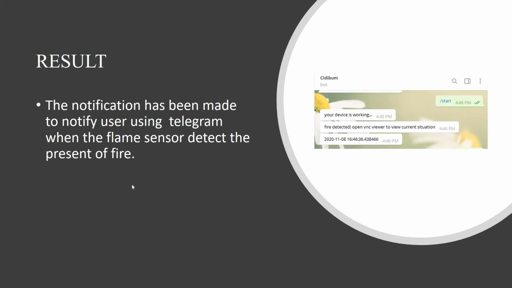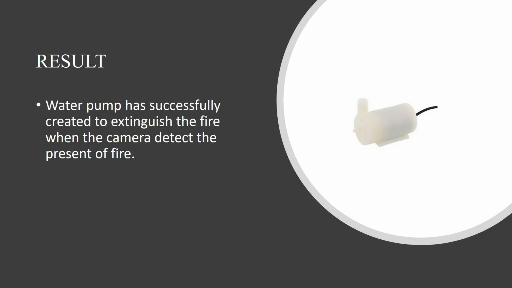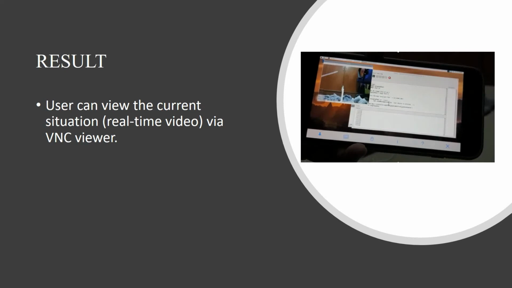Next, the notification has been made to notify the user using Telegram when the flame sensor detects the presence of fire. The water pump has also been successfully created to extinguish the fire when the camera detects the presence of fire. Next, the user can view the current situation, or real-time video, via VNC Viewer.